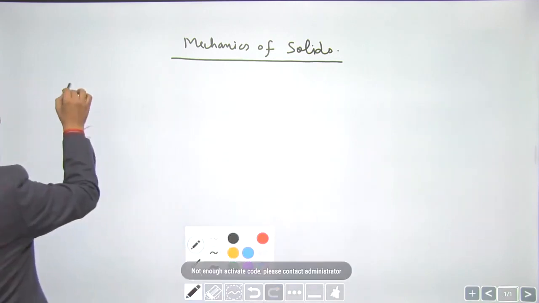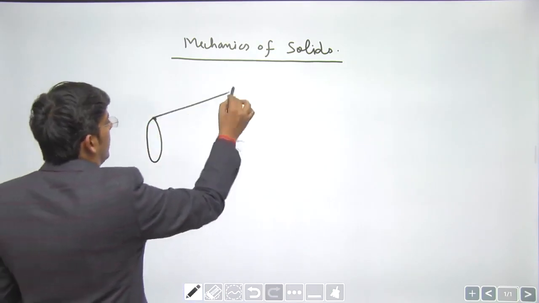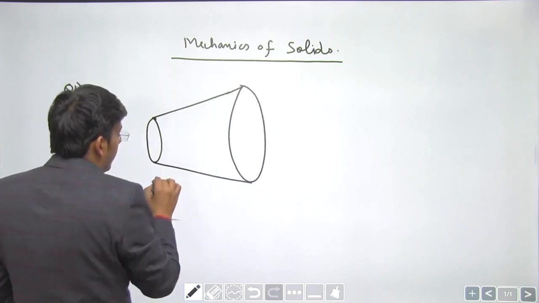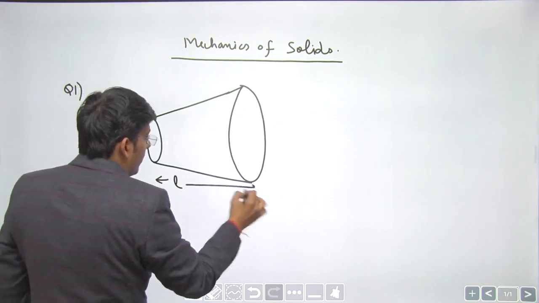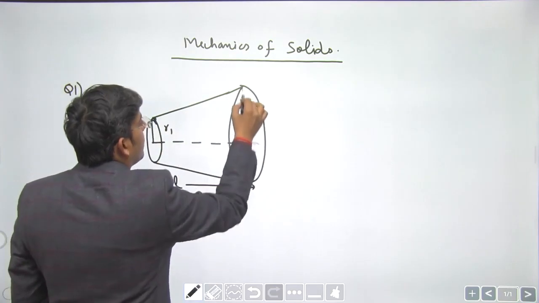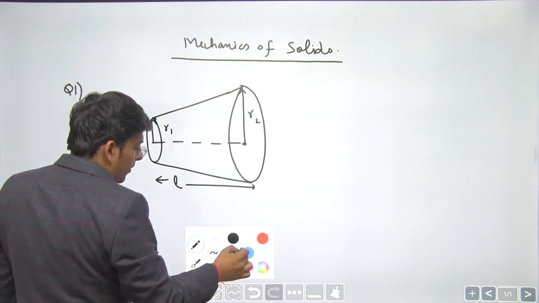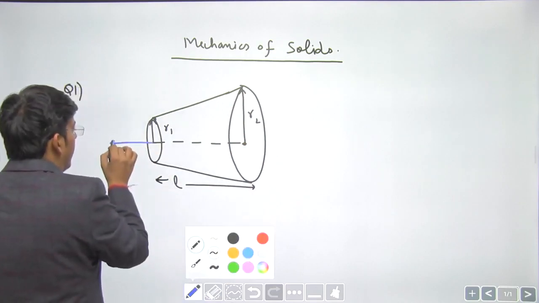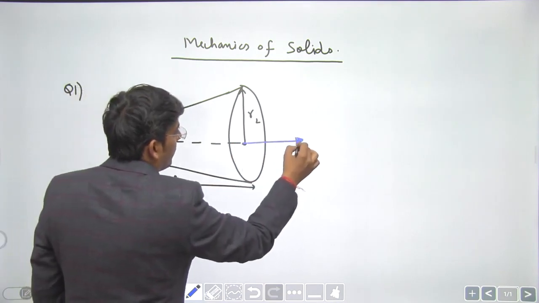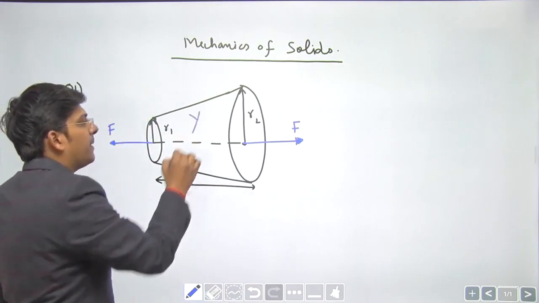So first question, and very important and rather a very difficult question. We have a frustum of a cone, dear students. Length is L. Cross section radii are R1 and R2 respectively. We are applying some force capital F on both the ends. Towards left, force is capital F. Towards right, it is capital F. Now you are asked to calculate with Young's modulus of elasticity capital Y.